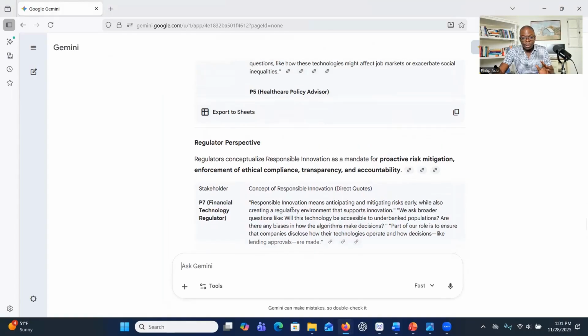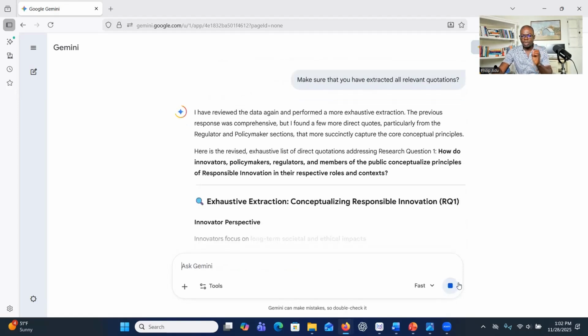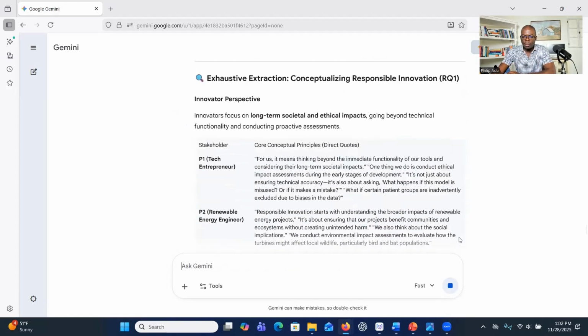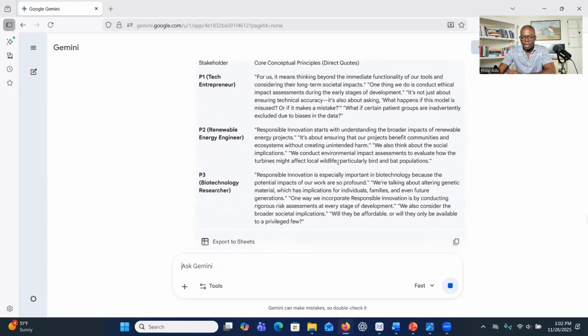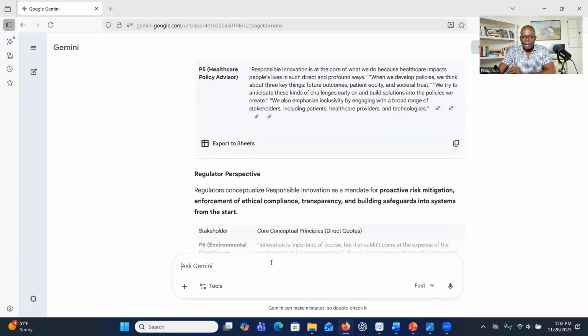If you are not satisfied, you can always ask the system a question. You can say, make sure that you have extracted all relevant quotations. So it's a way of making sure that the system is doing the right thing. You always have to question. You see here, the system has really given me detailed information about a quotation from each participant.